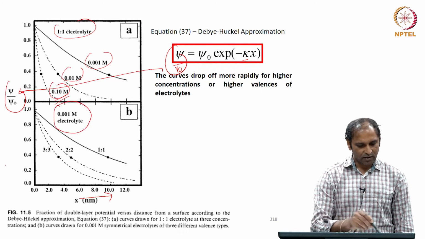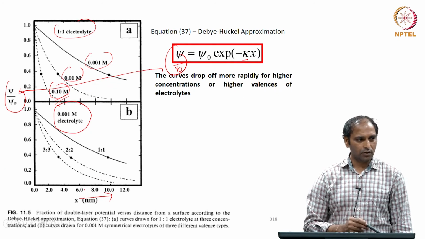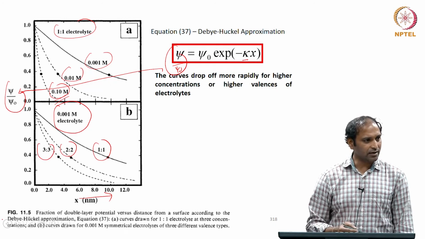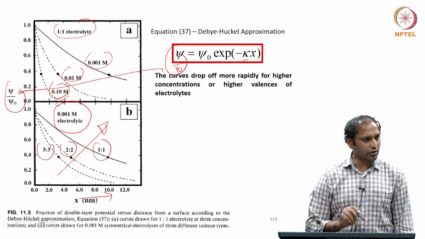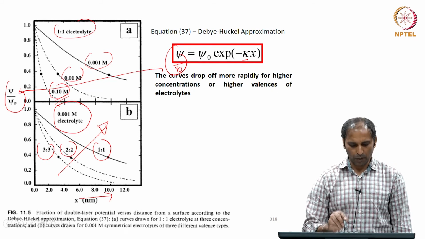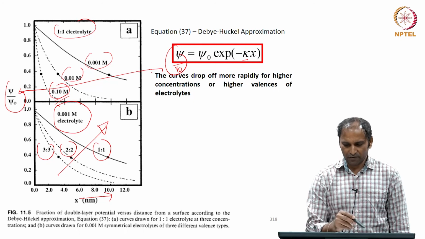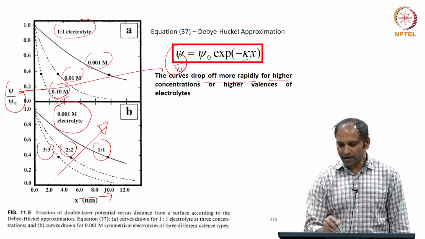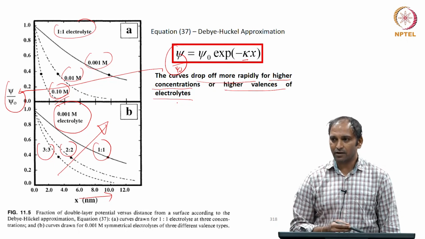However, if I fix the concentration of the electrolyte and change the type of electrolyte, 1:1, 2:2, 3:3, again symmetric electrolyte, you will again see that the potential decrease becomes more and more gradual if you change the electrolyte from 3:3 to 2:2 to 1:1. Therefore, the plots of how the potential varies drop off more rapidly for higher concentration or higher valencies of the electrolyte.